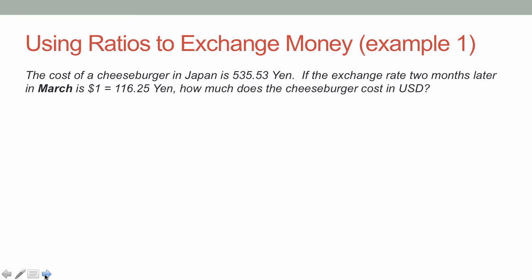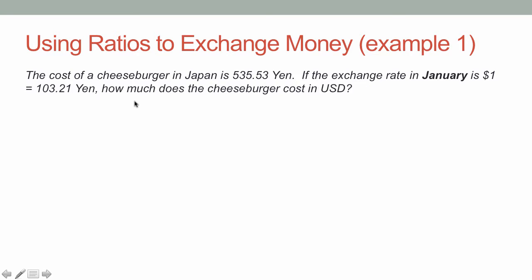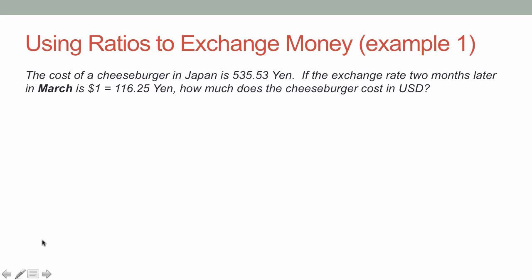Now, if the exchange rate changes, the cost of a cheeseburger in Japan is still the same, right? A month later, 2 months later, it's still the same when I go to that hamburger place. But now, 2 months later, January, February, March, the exchange rate is a little bit different, right? Instead of 103.21, now it's 116.25.